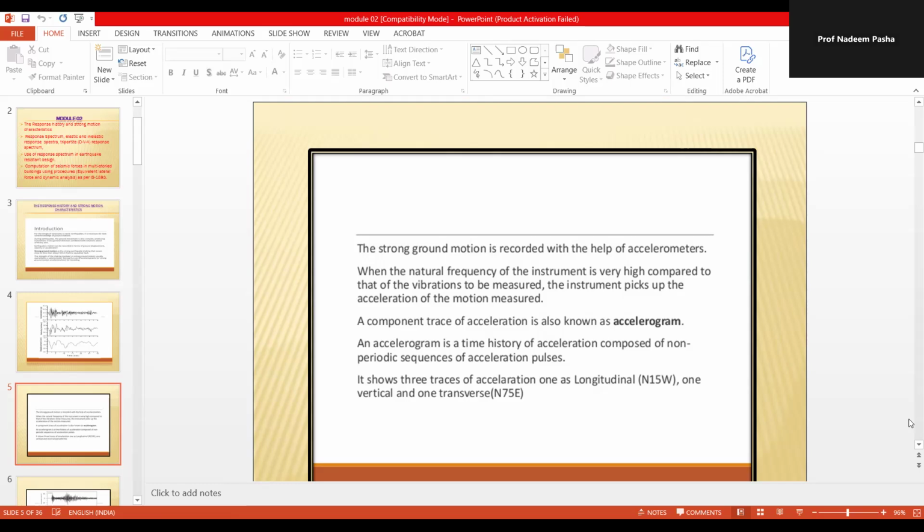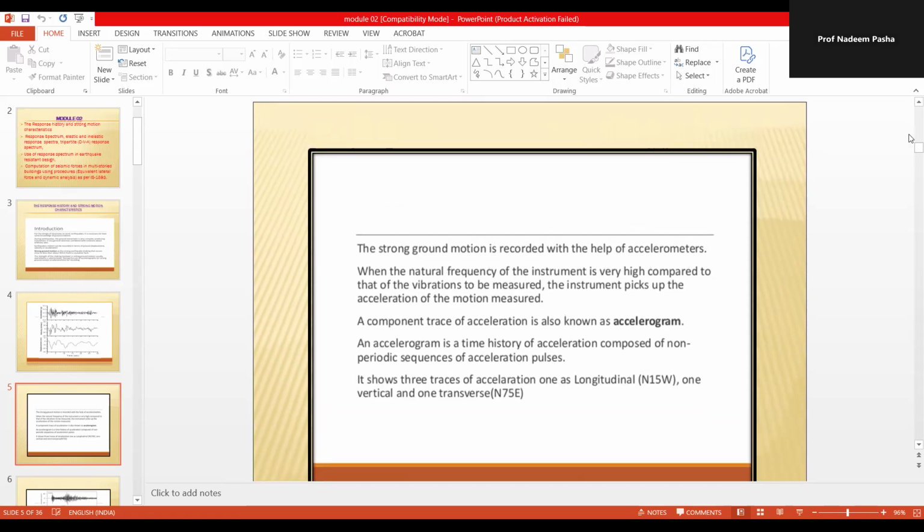When the natural frequency of the instrument is very high compared to that of the vibrations to be measured, the instrument picks up the acceleration of the motion measured. So how does the accelerometer calculate the magnitude and direction of an earthquake? When the natural frequency of the instrument is very high, the instrument here is your accelerometer. If its natural frequency is very high compared to that of the vibration measured, the instrument picks up the acceleration of the motion measured. See here what is happening, as it can be seen in the graph also.